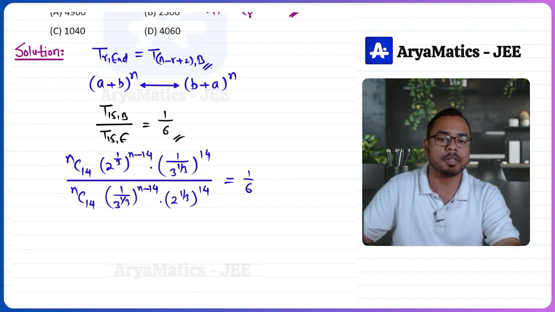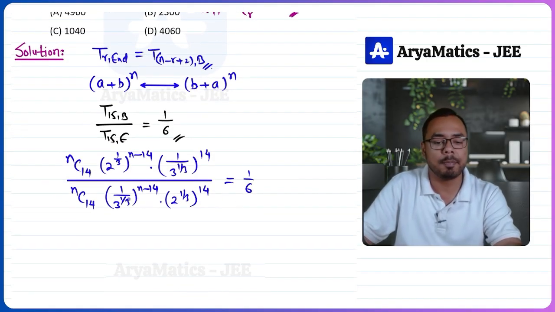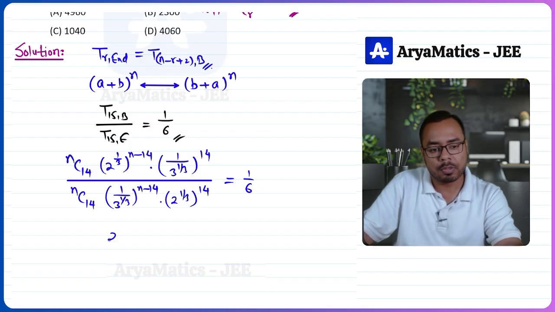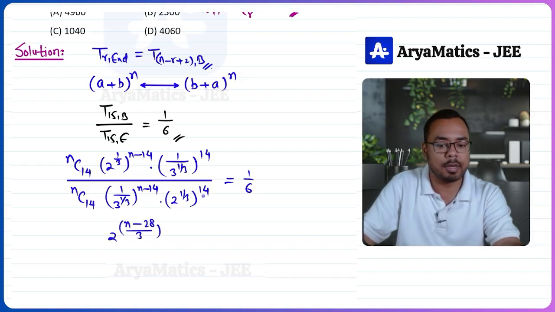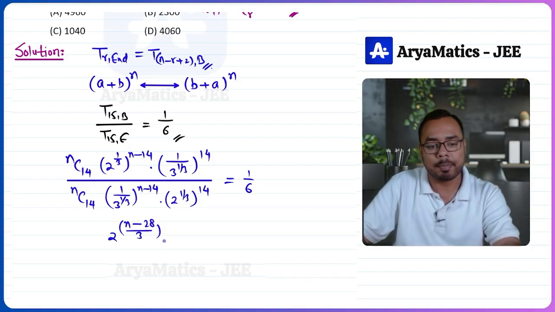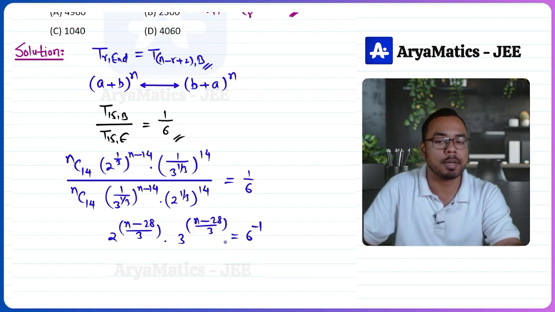So now let us simplify this one. Clearly you can see that nC14 will cancel, and then you have 2 raised to (n - 14 - 14)/3, so that becomes (n - 28)/3. Similarly, the term in the denominator goes to the numerator, so you have 3 raised to (n - 14 - 14)/3, that is (n - 28)/3. On the right-hand side we have 6 raised to minus 1.